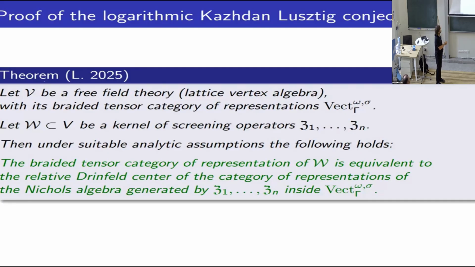The braided tensor category of representations of W is equivalent to what? Well, we take the Nichols algebra generated by these screenings. This is a certain algebra. It can be a free algebra, or it can be a quantum group Borel part, or something more complicated, a quantum supergroup Borel part. Inside this category, it's like the L plus, if you remember the picture from the beginning, and here are the L minuses. Of this, which is not braided and has no braiding, we take the relative Drinfeld center.